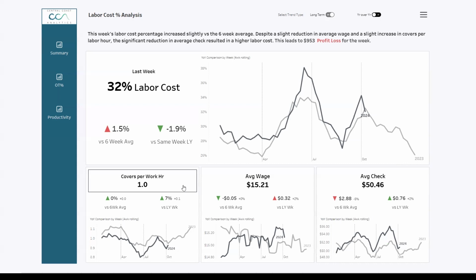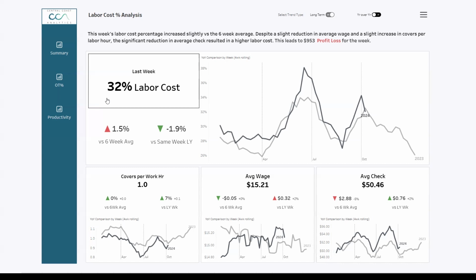Some examples of that are, in this case, our productivity measurement. You can see the darker line has been consistently under where we were last year, showing that we're less productive than we were last year. You can see average wage has recently jumped up quite a bit year over year. And then finally, on the good side, we can see our average check for the whole year has basically been over where we were last year. And all of that taken together is what's giving us right now 32% labor cost.